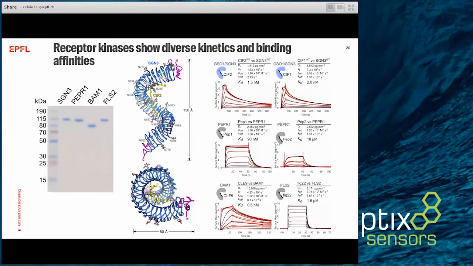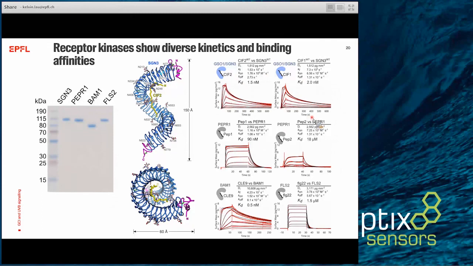But after that, we needed to characterize exactly how it binds, both kinetically and thermodynamically, through its affinity constant. What I show here is his data that shows SCHENGEN3, this receptor, binding to a ligand called CIF2 and a homologous ligand called CIF1. You can see here he gets very nice, strong, tight binding of around 1.5 to 2 nanomolar.